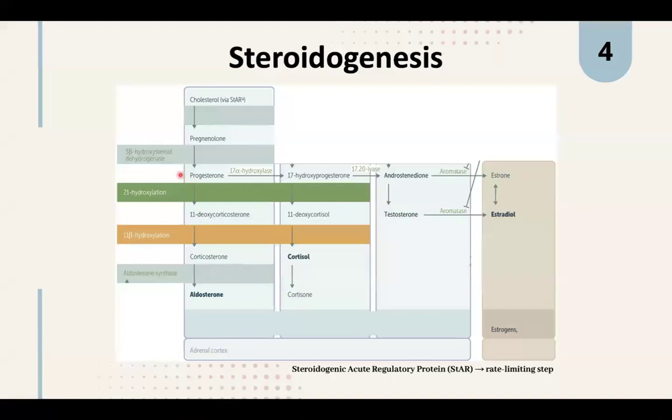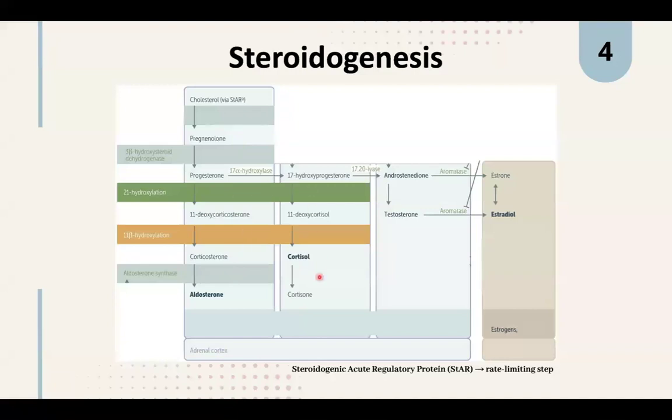So again, progesterone is acted on by 21-hydroxylase to make 11-deoxycorticosterone. 11-deoxycorticosterone will be turned into corticosterone by 11-beta-hydroxylase. And then corticosterone can be converted to aldosterone. Okay, this is the second pathway.